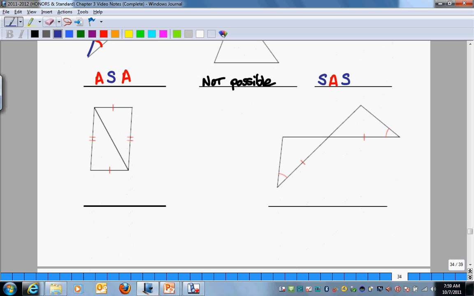Okay, our last one. Let's start by marking what's given. These sides are congruent, so we put an S. We have another pair of congruent sides, put an S. Then we have a reflexive side, and since technically it's our third, and yes, it's considered a pair, we're going to put an S as well. So these are congruent by side, side, side.